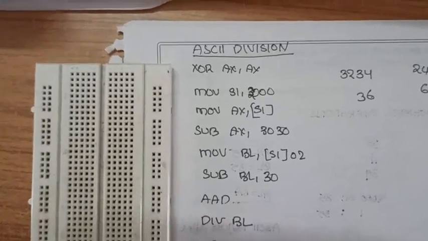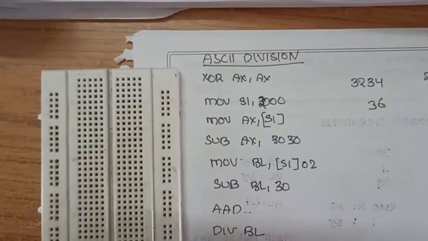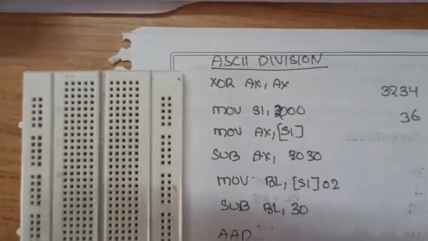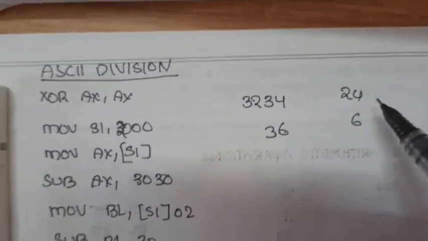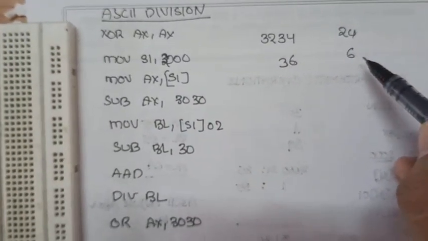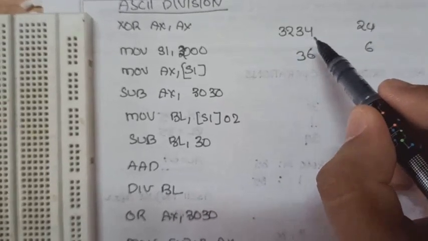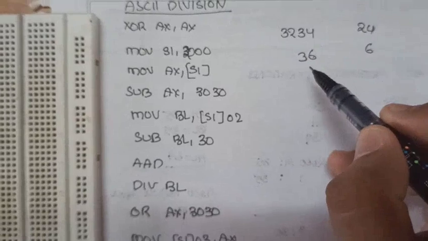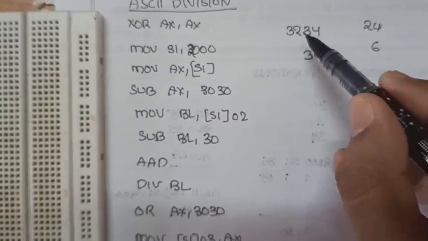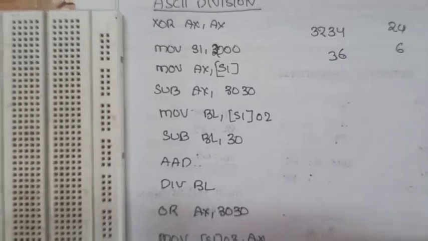So for this case we are going for 16-bit divided by 8-bit data. Suppose the intention of our program is 24 to be divided by 6. But these two data in terms of ASCII are given as 3234 as the ASCII input and 36 as the divisor. We need to perform division between these two and get the result. So how do we get that?